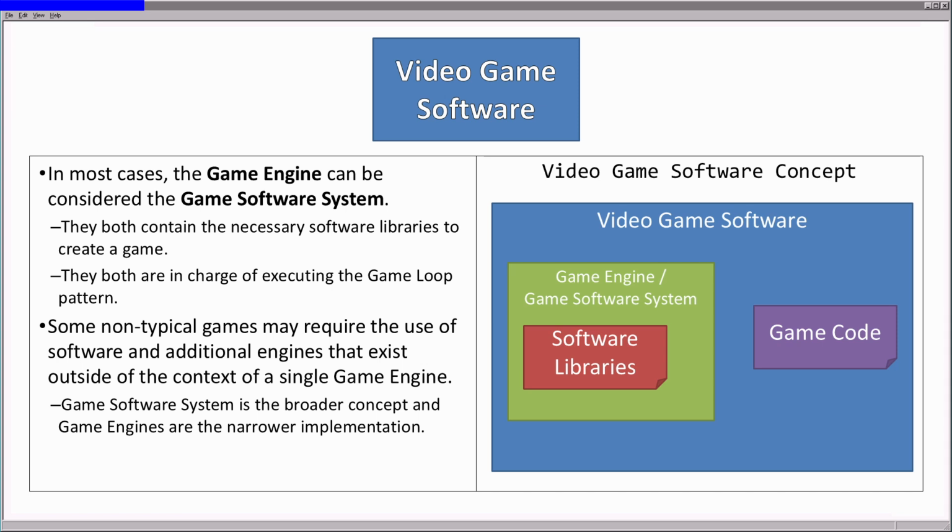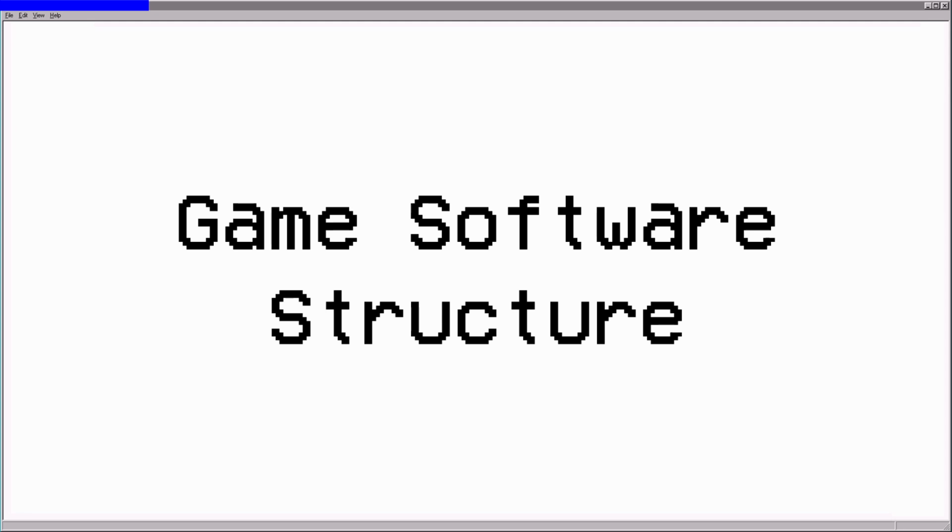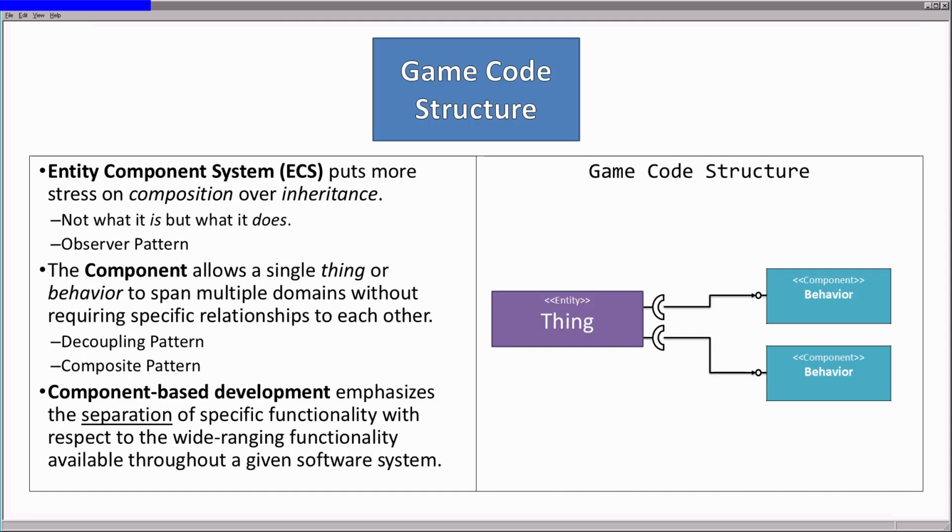We keep in mind that the game software system is a broader concept and game engines are a narrower implementation of that. Understanding this, today we begin discussing game software structures and how they work. Game software structure can be viewed in a slightly different way than most object-oriented designing software.